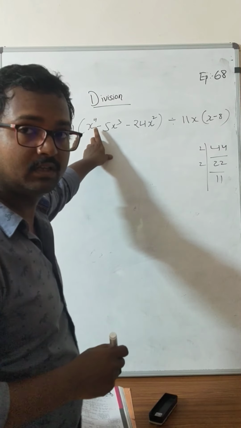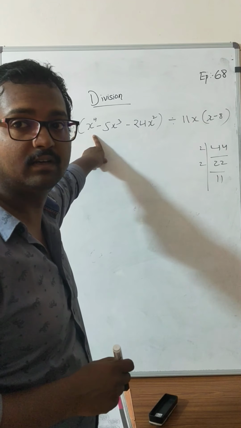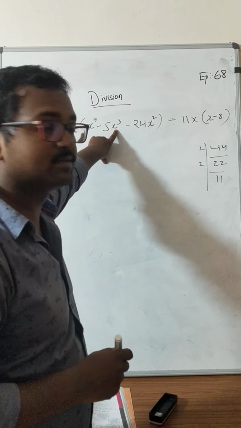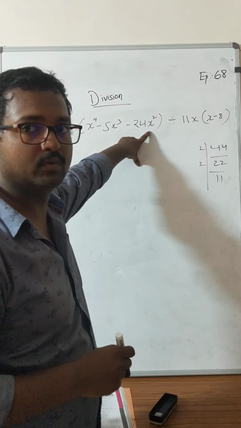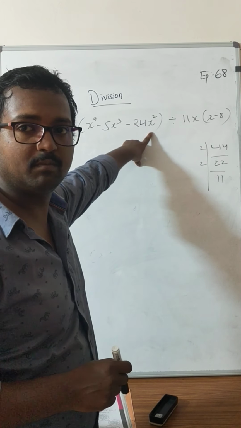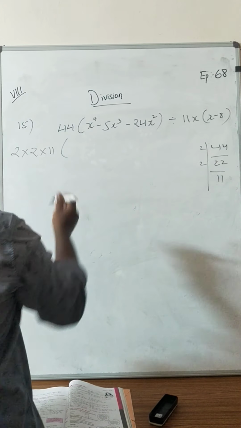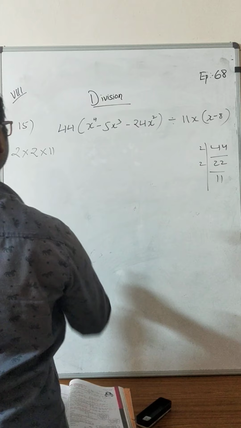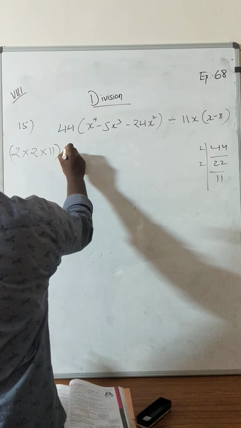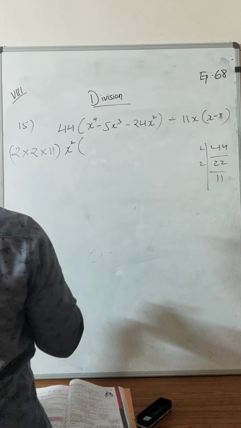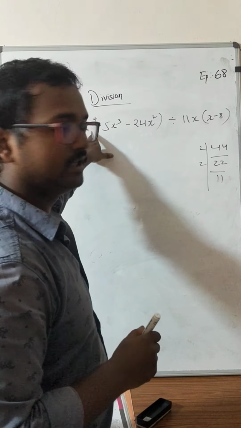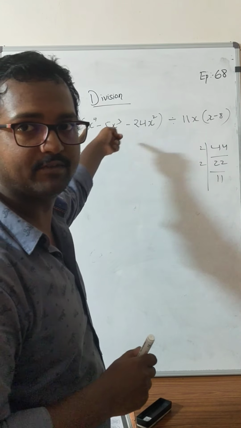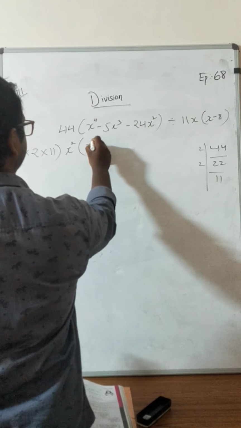But we can take the least power variable as common. See, here it is x power 4, here it is x power 3, here it is x power 2. So we can take x power 2 as common. When we take x power 2 as common, what is left here? We have taken 2 power outside, so x power 2 is left inside.